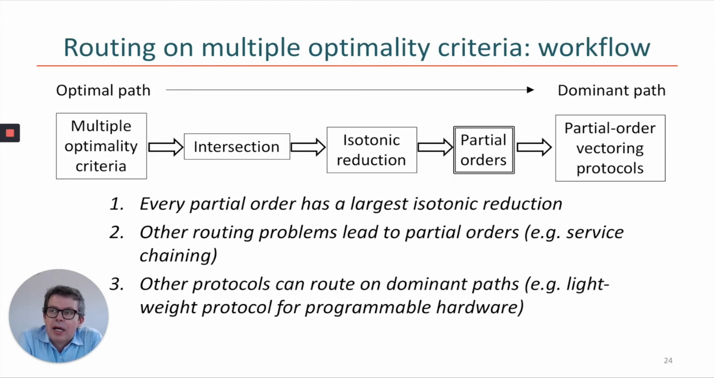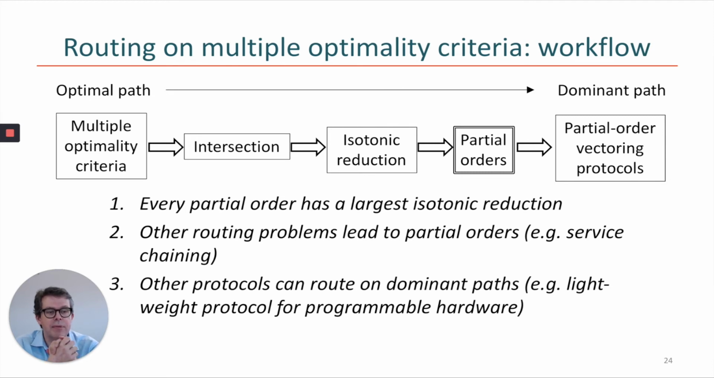This slide summarizes the workflow for routing on multiple optimality criteria. We start with a collection of optimality criteria, perform the intersection of the corresponding total orders, take the isotonic reduction, and we arrive at a partial order. Then we can use a partial order vectoring protocol to enable routing on dominant paths. The optimal paths of each criteria are selected by the sources among the dominant paths, and data packets are guided along these optimal paths through label switching at the intermediate nodes.